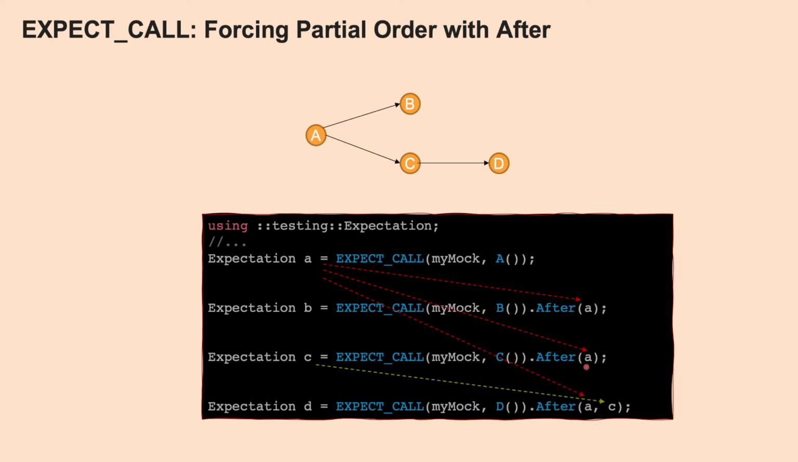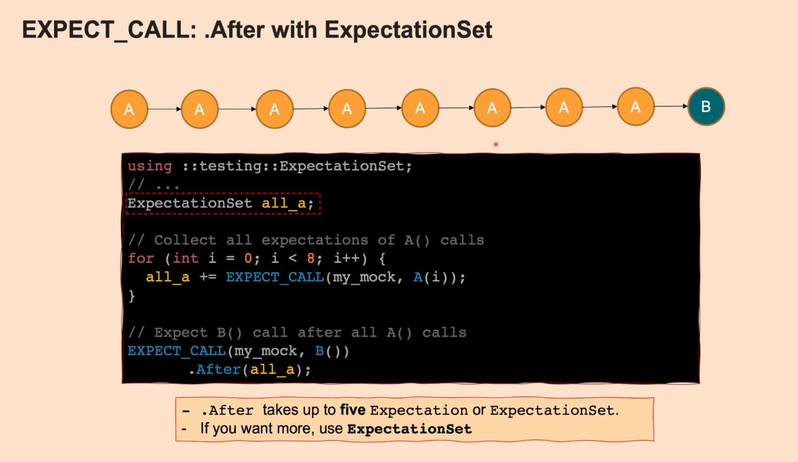Similarly, C should happen after A, and also D should happen after both A and C. So this is yet another way to specify the ordering, and notice that this .after takes various parameters of the things that should happen, of the calls that should happen before this call. .after normally takes 5 parameters at most. If you want to specify more, like for example, if you want to specify call B happening after these many calls of A, you can store the result of all of those expect calls inside an object of type expectation set, again provided by the Google Test platform. And in .after, just specify this set rather than specifying each expectation separately.